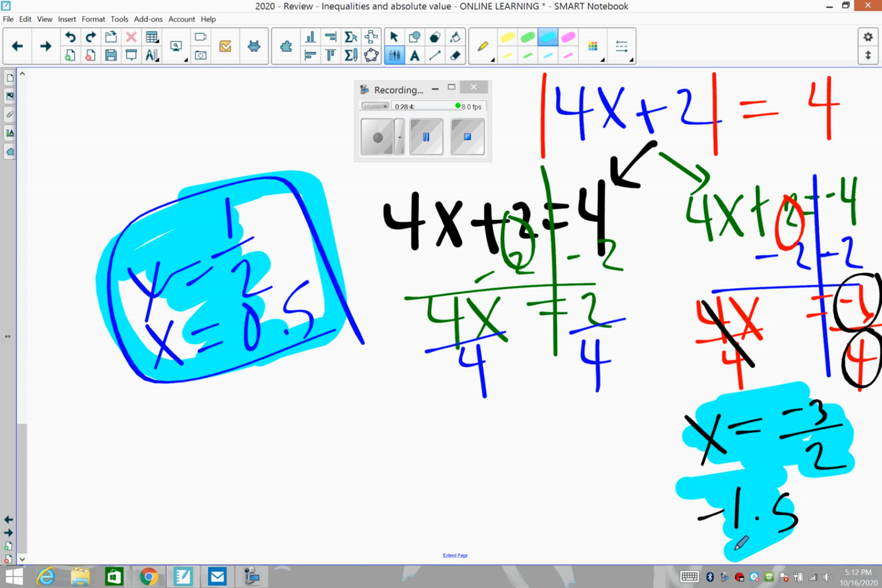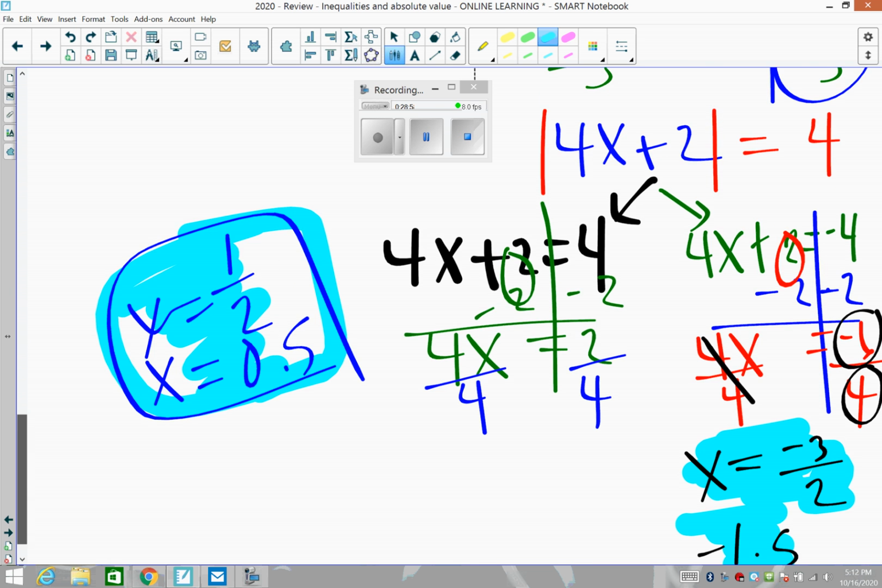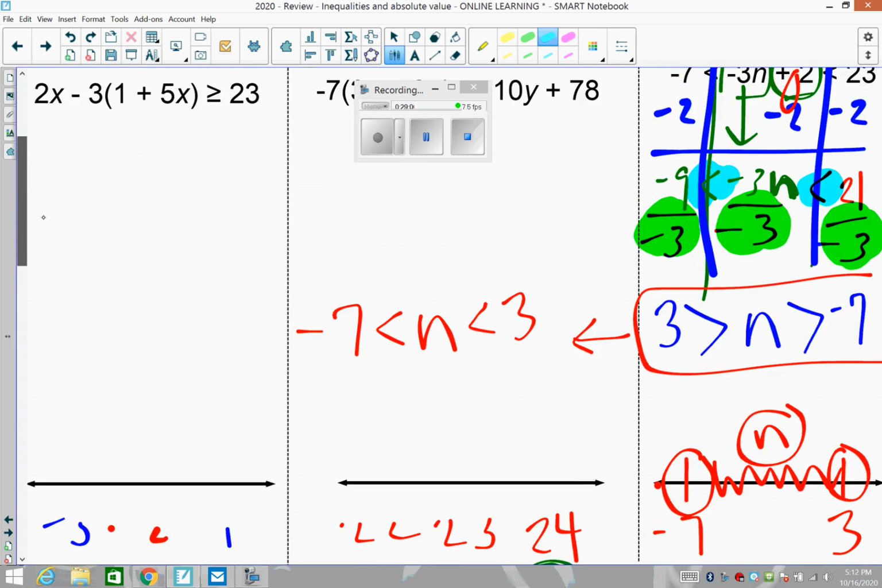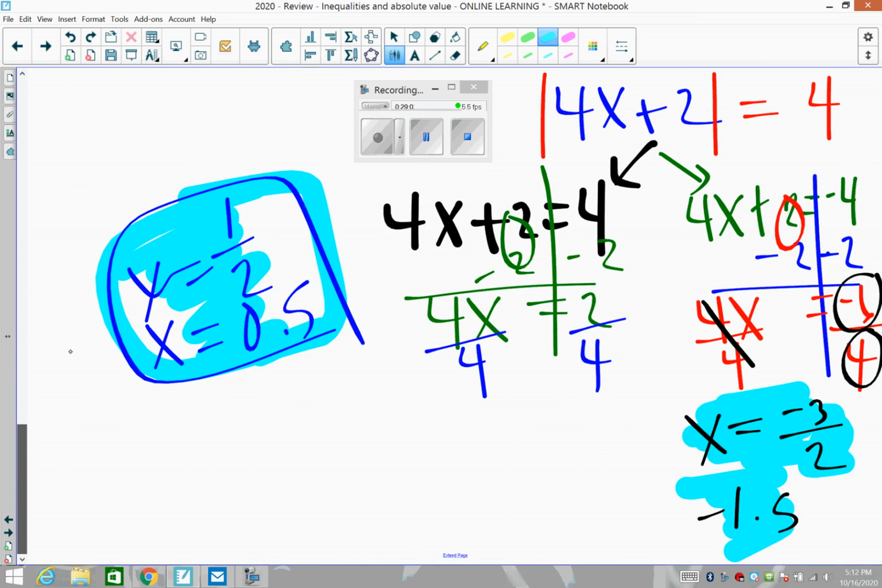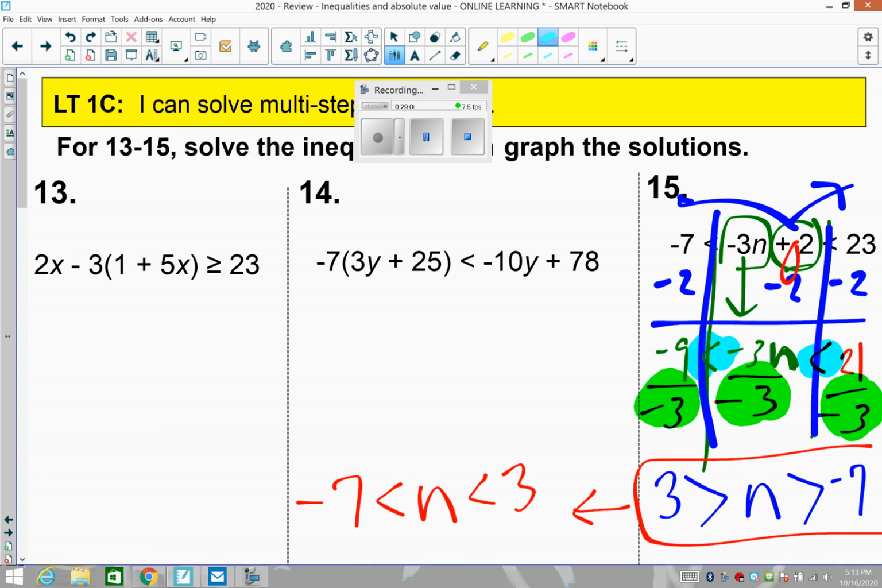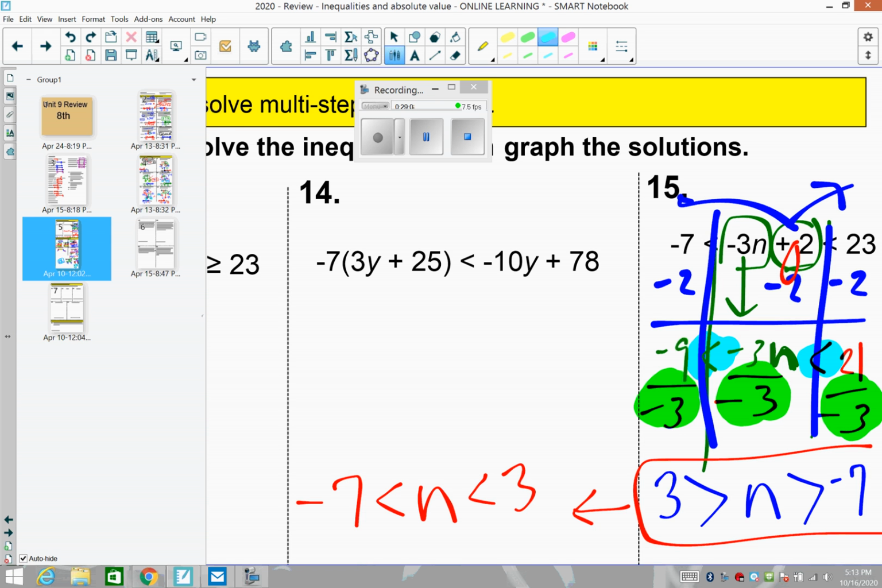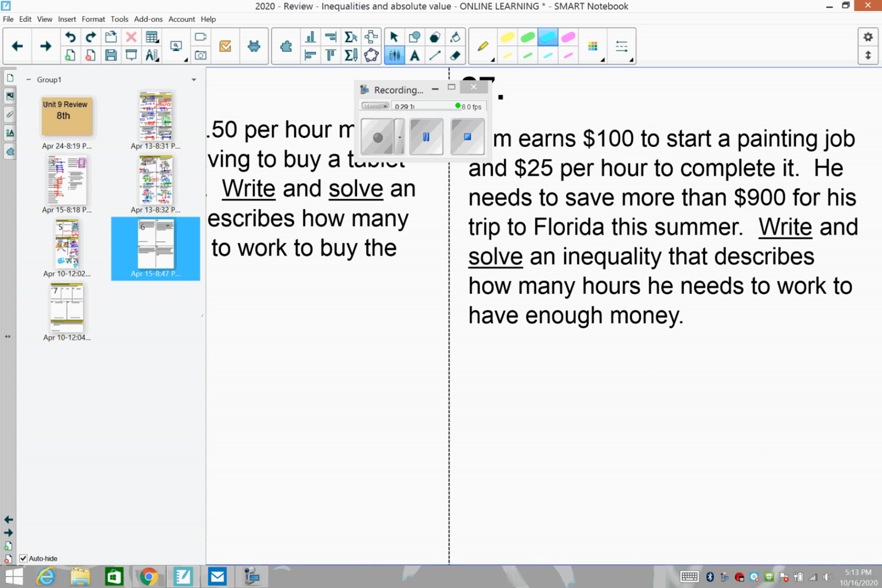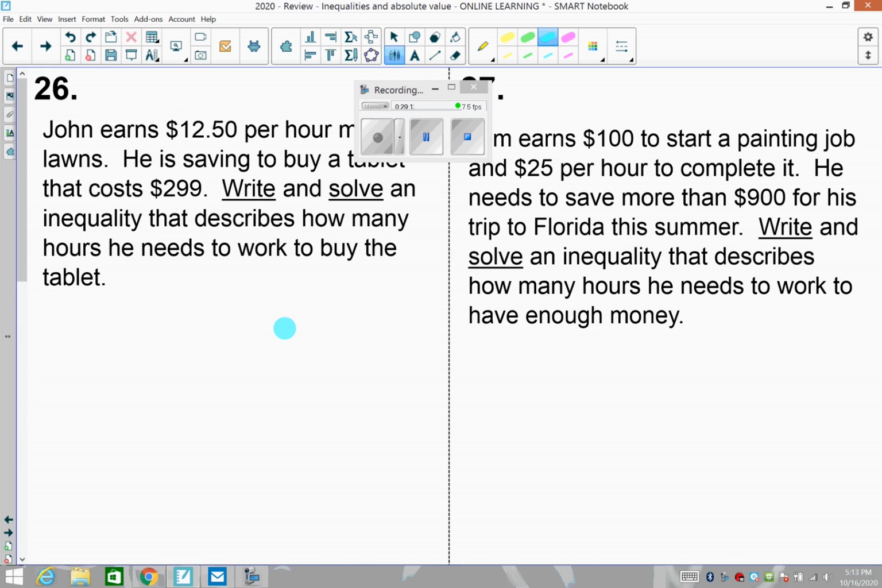So your 2 possible solutions for this problem are x equals 1/2 or 0.5, or x equals negative 3 over 2, which is negative 1.5. Oh boy. So we're already at 28 minutes, but that was question number 19, I believe. All right, so we have to keep going here. Question number 20 is coming up.